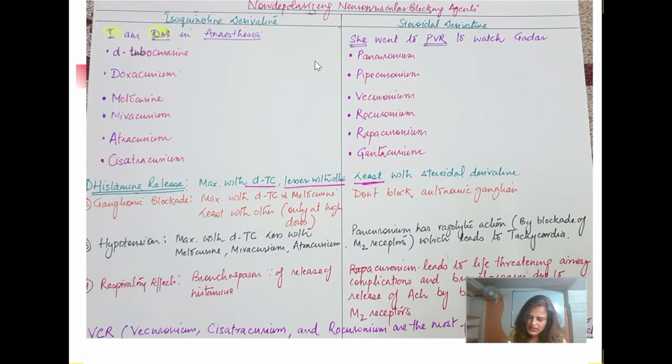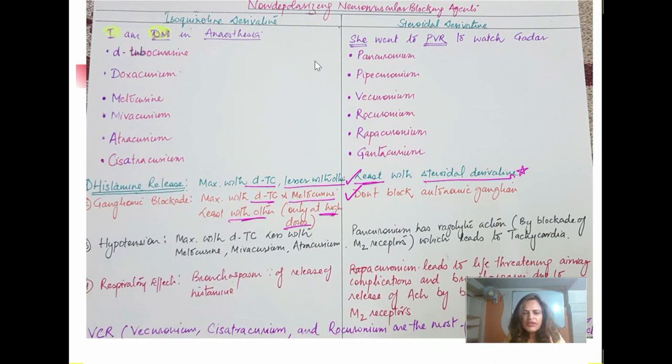Whereas it is least with the steroidal ones. Now ganglionic blockade is maximum with d-tubocurarine and metocurine, and least with the others. Otherwise, when you give a very high dose, the steroidal ones do not block. That means they are safe.